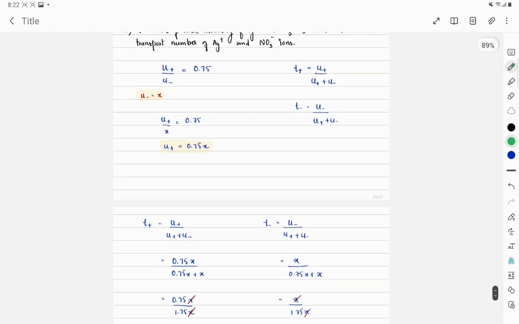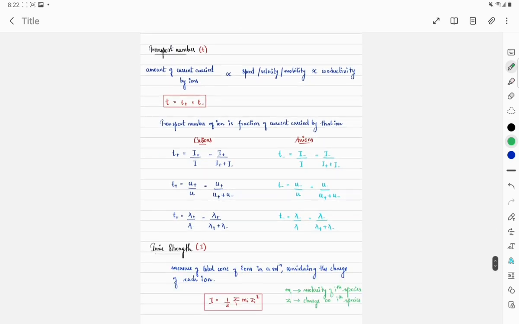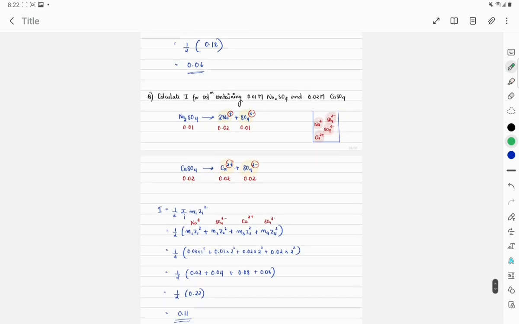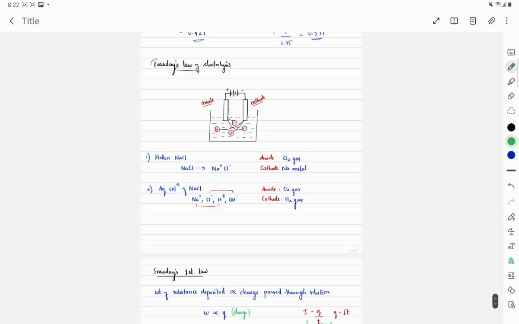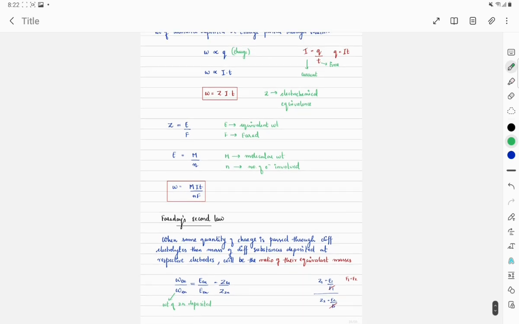So in today's class we have learned about transport number, ionic strength. These are simple problems where you can easily score marks. And finally Faraday's laws of electrolysis, the first and the second law.